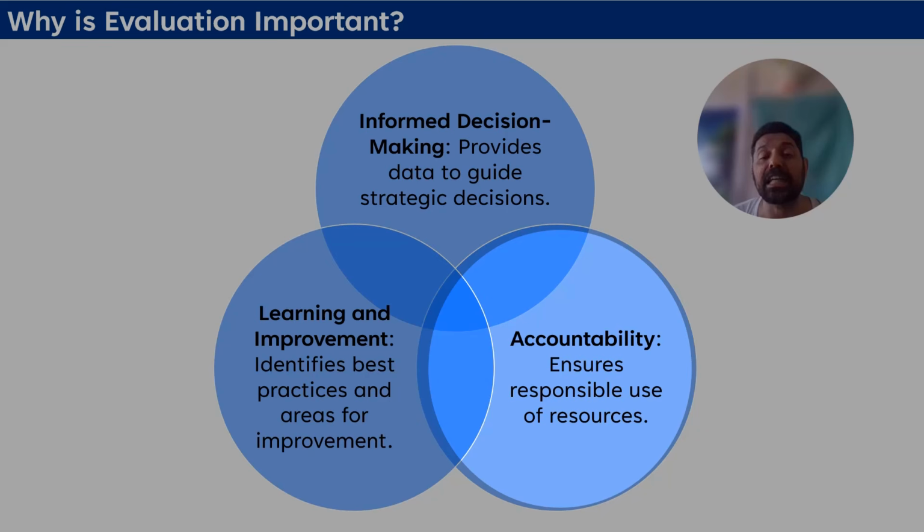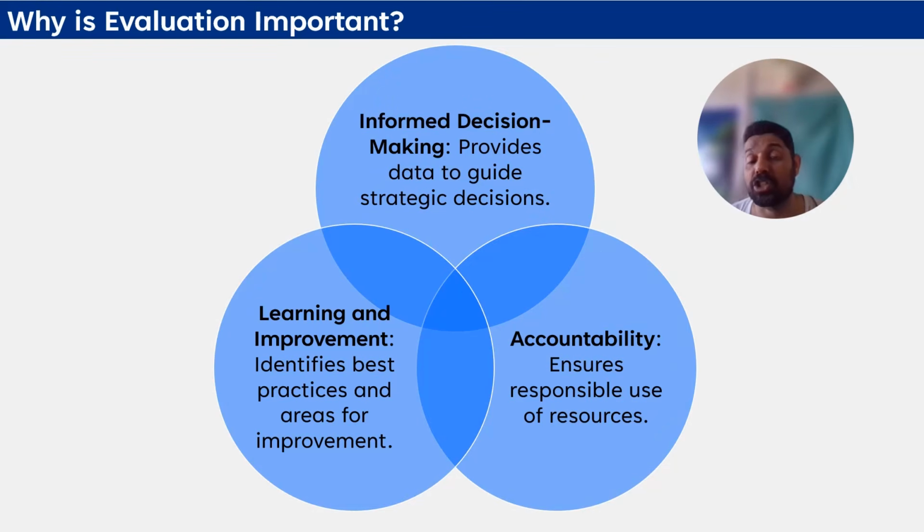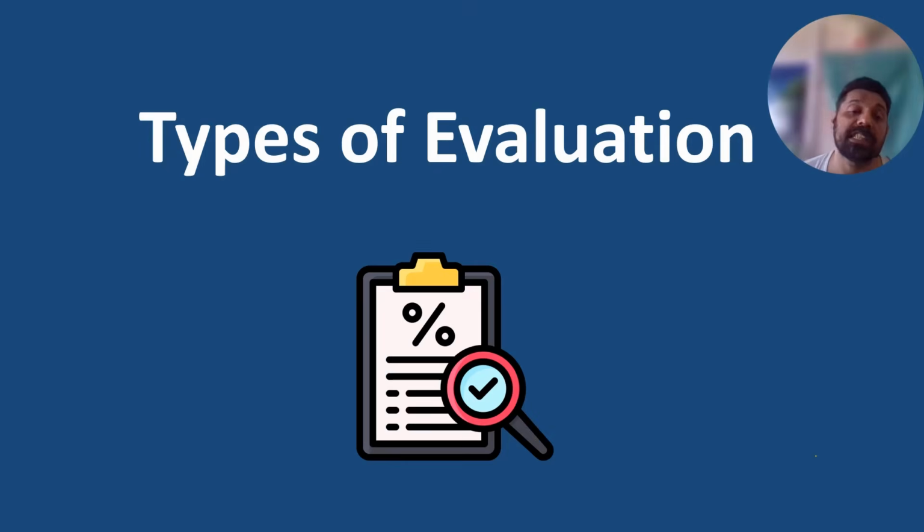If you have conducted an evaluation and you provide the information to donors and the community, the donor can commit more resources. And similarly, learning and improvement, where we identify best practices and areas for improvement. If you don't conduct evaluation, you don't know which activities are doing well, which activities are not, what we need to change, what we need to address. Now we will discuss some types of evaluation so that when we are discussing how to conduct evaluation, it would be easy for you to understand when and how to use different evaluations.